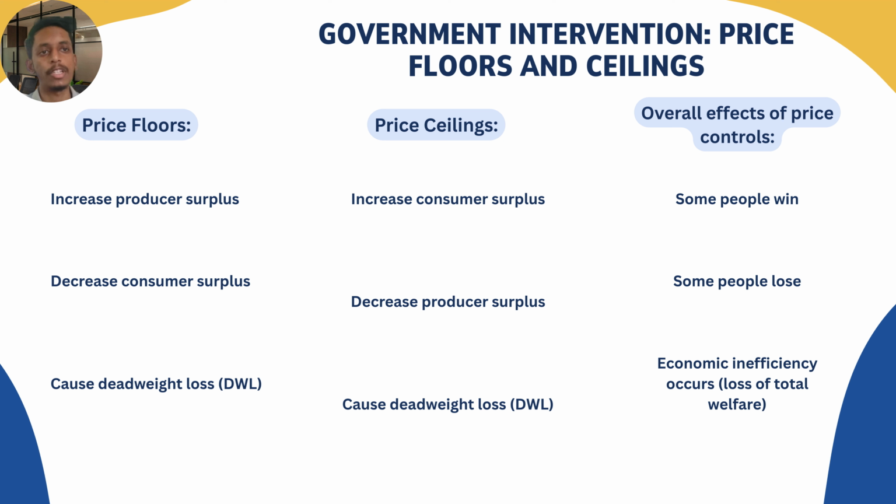Next slide is about government interventions, price floors and ceilings. To summarize our sections on price controls, whether it is a price floor or a price ceiling, there are always winners and losers. First, price floors increase producer surplus but decrease consumer surplus. Price ceilings do the reverse. But the most important takeaway is that both cause deadweight loss. This represents economic inefficiency and a net loss of total welfare for society.